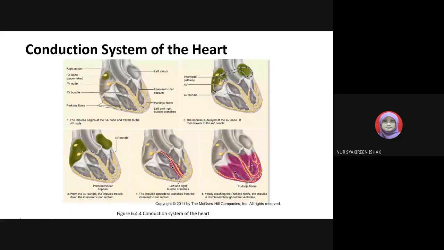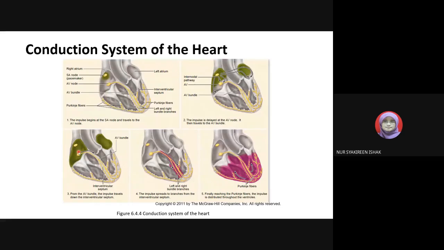So as you can see from this diagram, kan? So here you have the right atrium. So this is where the SA node is located. It is the pacemaker that initiates a contraction of the heart. Okay, so the impulse spreads through the wall of the atrium, and it reaches the AV node. So there is a slight delay. This is to make sure that all the blood within the atrium is pushed into the ventricle. Okay, ada slight delay dekat sini.